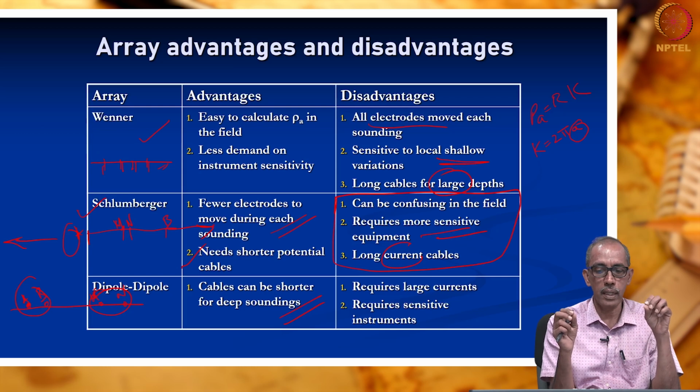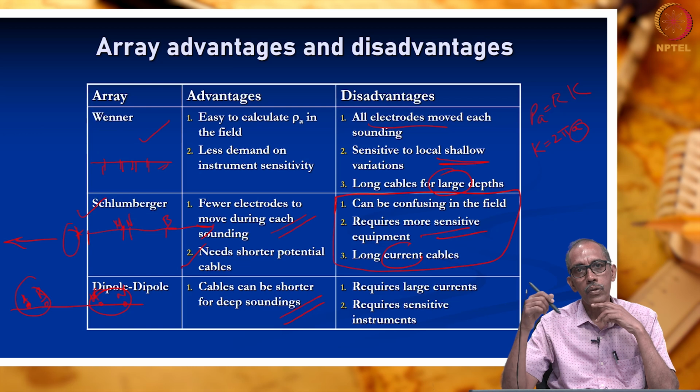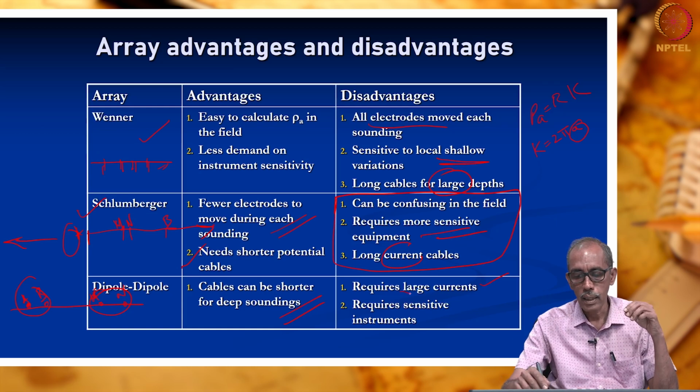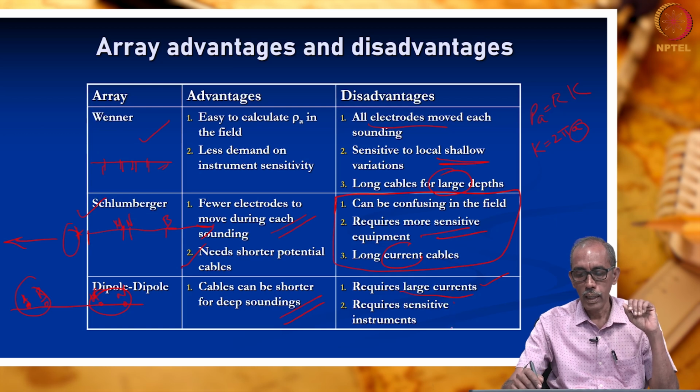due to which shorter cables itself will be sufficient. Coming to the disadvantage side, when we are using dipole-dipole, it is necessary to send large amounts of current. So, it requires large currents. What do we mean by that? Which means we need a high power battery, right, for conducting dipole-dipole resistivity survey. And this method also requires sensitive equipment.